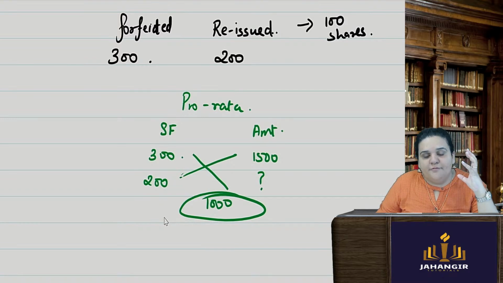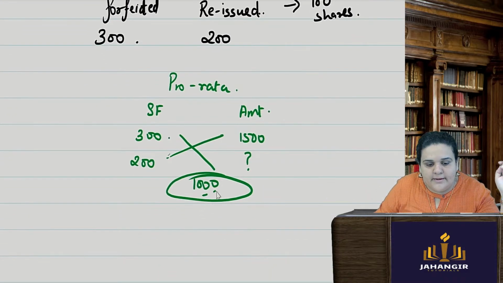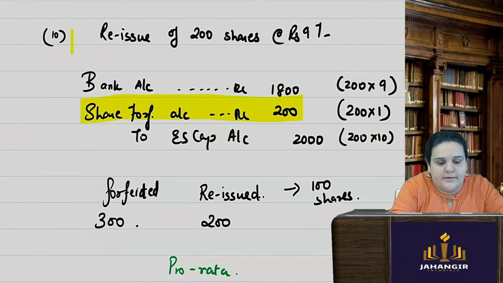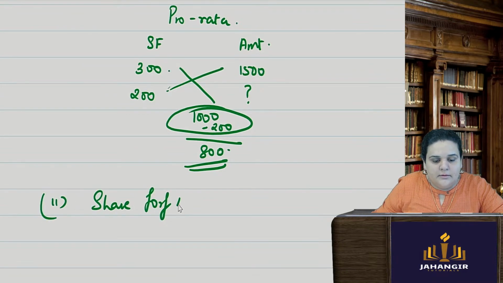So for 200 forfeited shares, the amount generated in share forfeiture would have been 1000. From that 1000, I will subtract 200. So minus 200, the balance is 800. This 800 will go from the share forfeiture account to the capital reserve account in journal entry number 11. Share forfeiture account debit 800, to capital reserve 800.